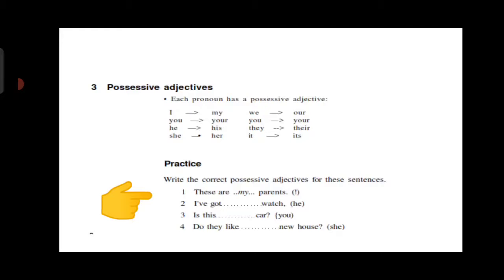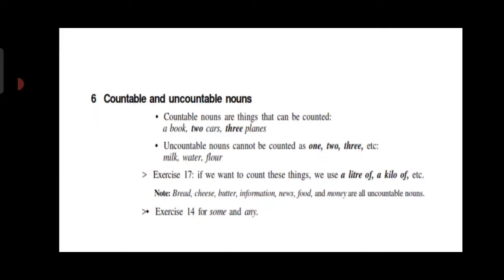Number one, these are my parents. Now, what about number two? I've got, what about he? So he becomes his. I've got his watch. And number three, is this blah blah blah car? Then you have to put you, so you here becomes your. Is this your car? And next, number four, do they like, and then she becomes her, right? So, do they like her new house?